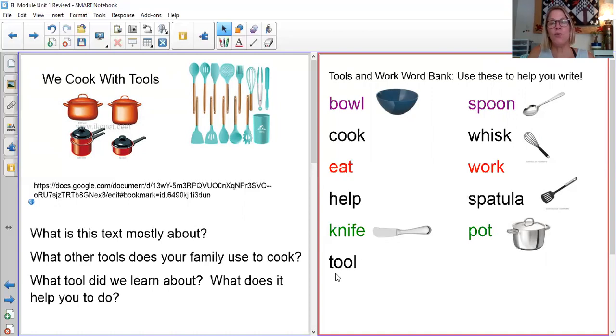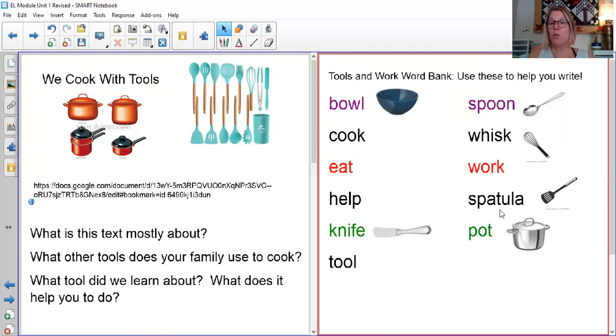Another word you might need in your writing today is the word tool. Tool is on here. Here's a picture of a spoon. Spoon, and you can tap that out. Spoon. This is a whisk. WH says wha, isk, whisk. You might work in the kitchen with these tools.